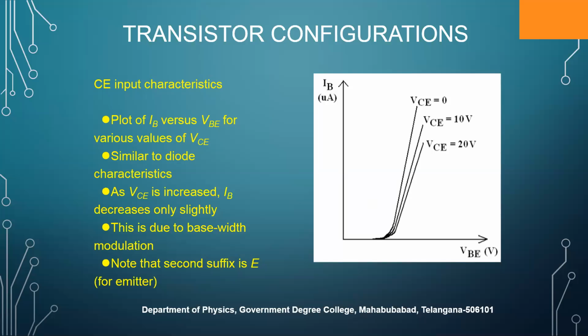As VCE is increased, IB decreases only very slightly. This is due to the base width modulation called early effect. So again, this E is for common emitter configuration. Just remember that one.